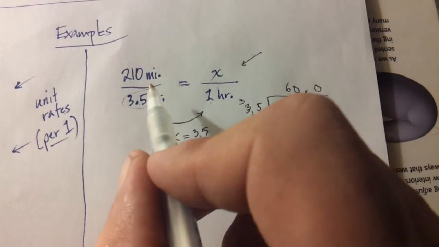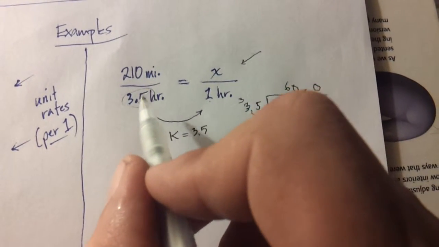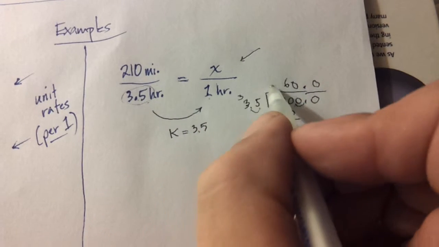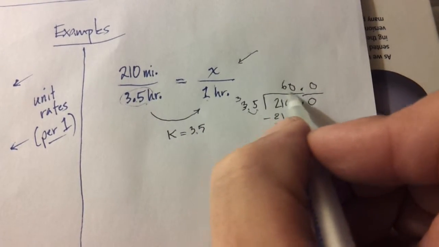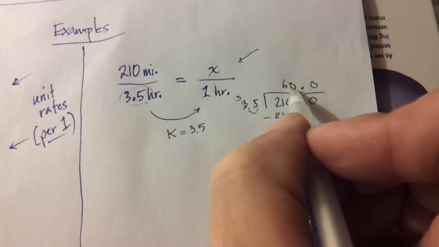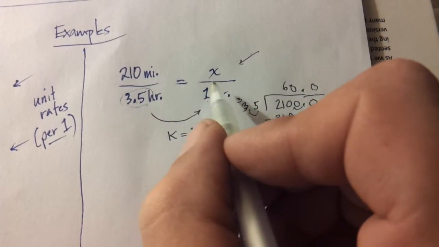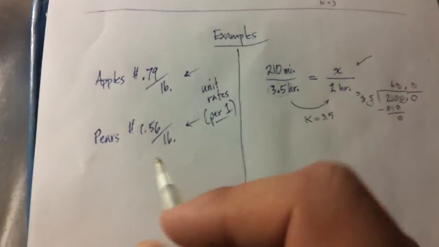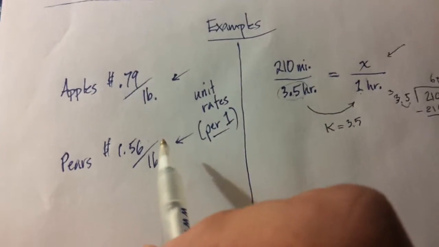So, she went on a trip, 210 miles, 3.5 hours. That means that she traveled at an average rate, or a constant rate, of 60 miles for every 1 hour, or her speed was 60 miles per hour. All right, real simple. Now, let's talk about this problem right here.